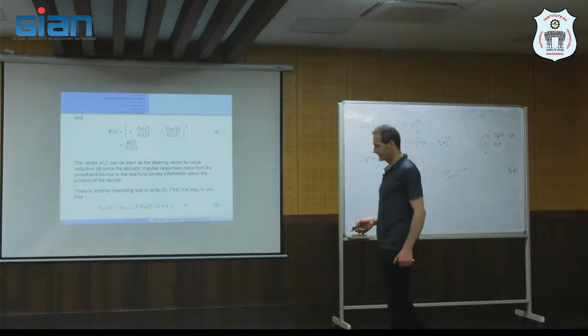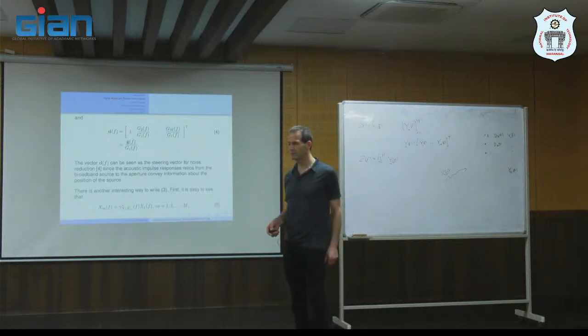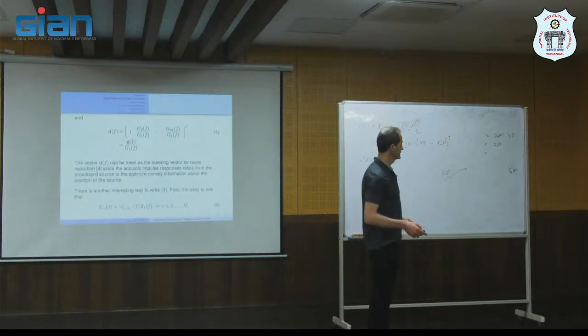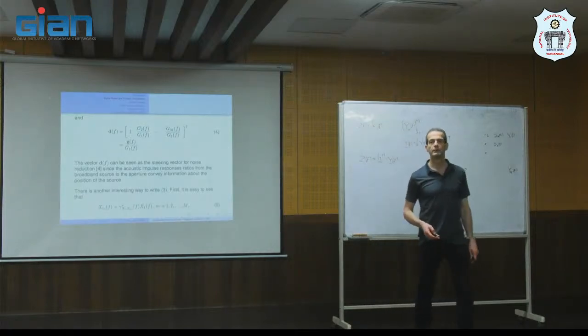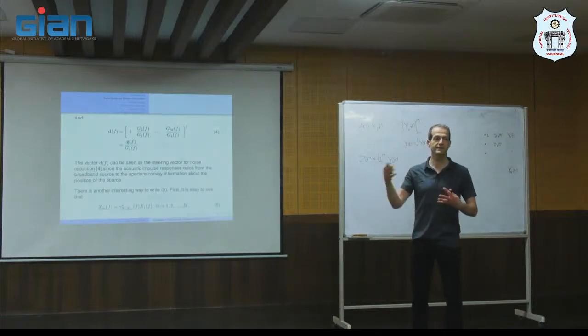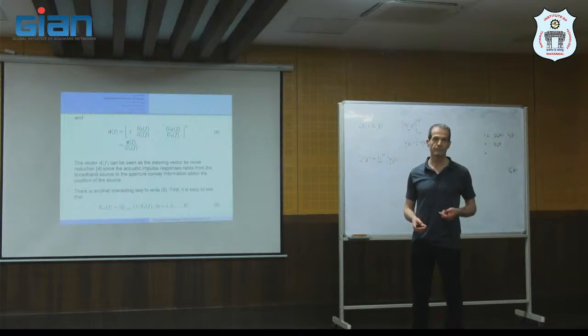And actually, D gives us some information about the direction of the desired source. That's why many times we call it steering vector, because it gives us what is the direction of the source, where it comes from, direction of arrival. So it's a steering vector. Sometimes we call it propagation vector. Okay, this vector.